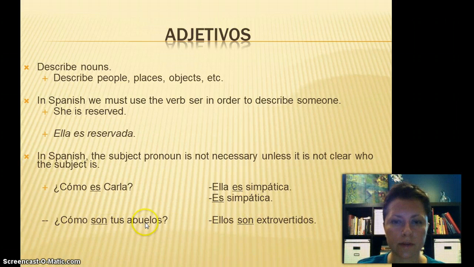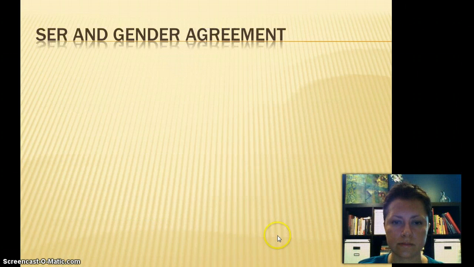¿Cómo son tus abuelos? What are your grandparents like? They are extrovert. Ellos son extrovertidos. Or simply son extrovertidos, because I already know we're talking about your abuelos.